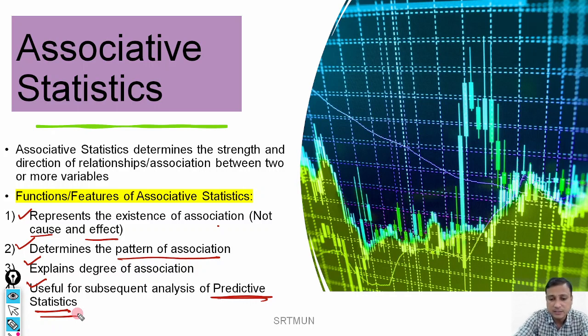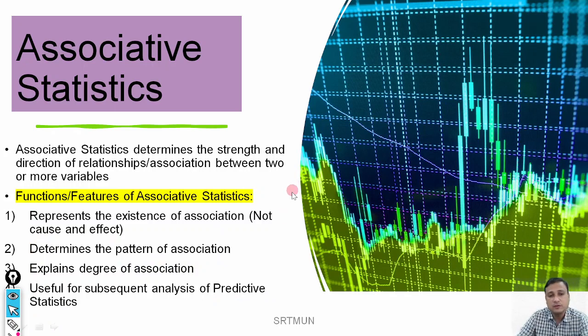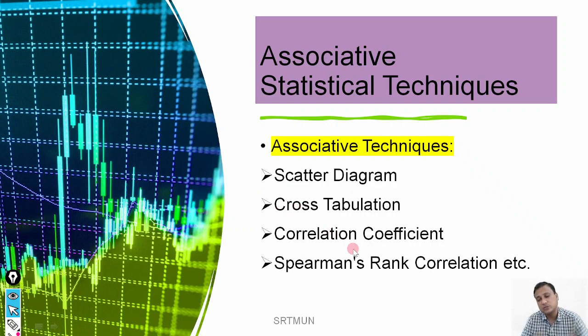Now let me take you to the next slide, in which we have mentioned a few statistical methods involved in associative statistical techniques. The first one is graphical, that is the scatter diagram, then cross tabulation, correlation coefficient, and Spearman's rank correlation.